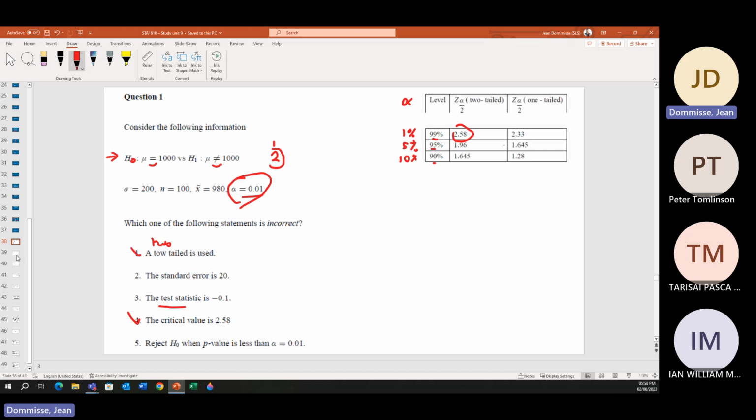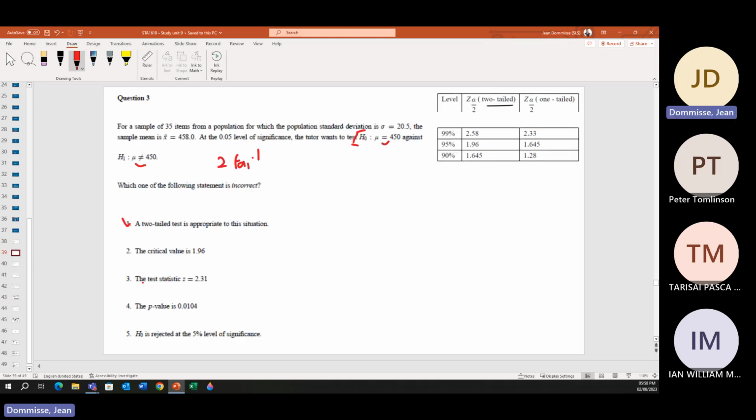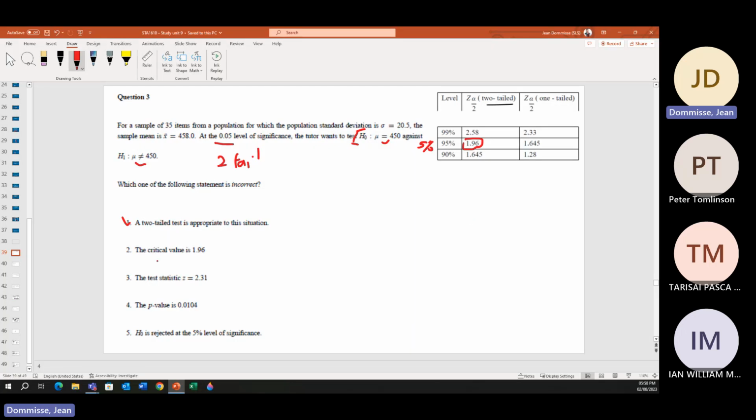I want to do that for every one that we have here. So a 0.05 level of significance would have been 5%. We work with a two-tail. Two-tail tells me that the critical value will be 1.96. So the critical value is 1.96.